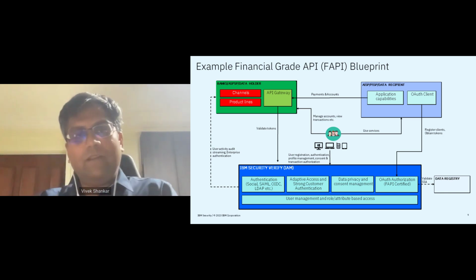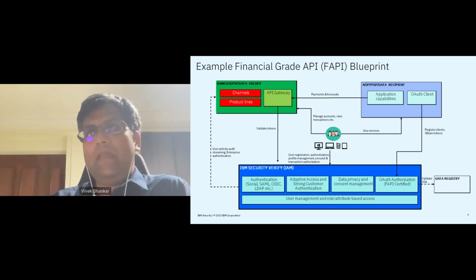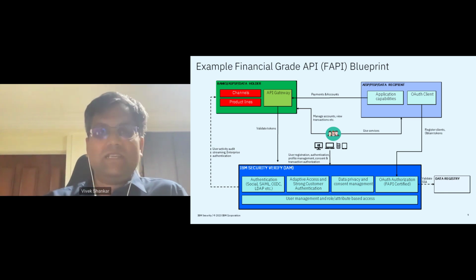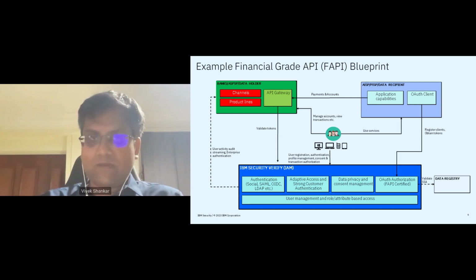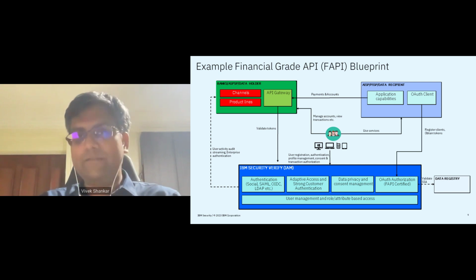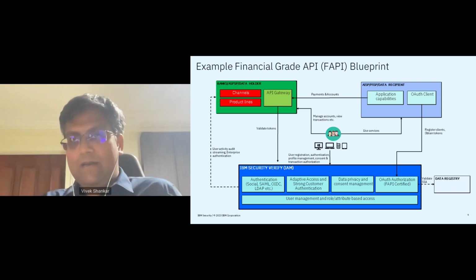So let's take a look at an example of a blueprint. Now, this is just a quick view of a typical deployment architecture. It doesn't mean that this has to be the deployment architecture. This is an example. There are typically three entities. They're the banks, or in different parts of the world, they call different things. For example, in Australia, they call them data holders.